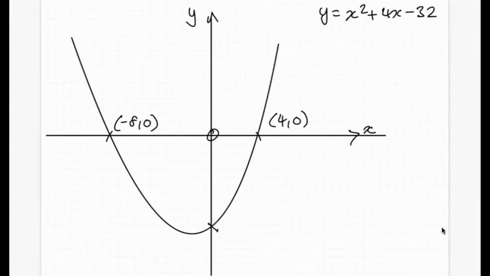Now I said the x and y-axis aren't to scale because, of course, our constant value, the value when x equals 0, so this point here, our constant value is minus 32. So here we have 0, minus 32. So that is our y-intercept, where the graph crosses the y-axis when x is 0. Perfect. So I hope that makes a bit more sense.